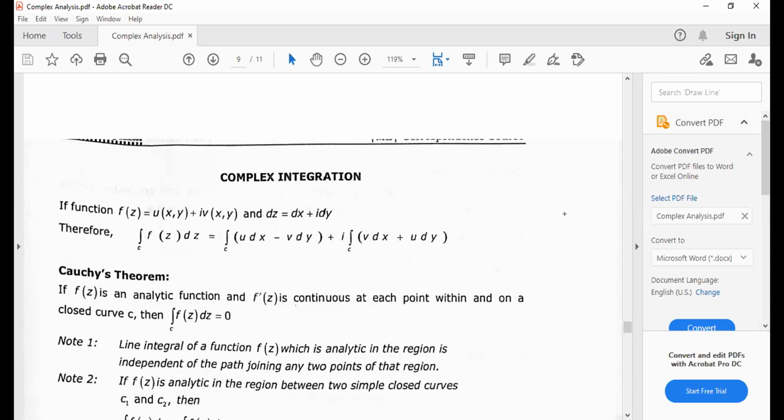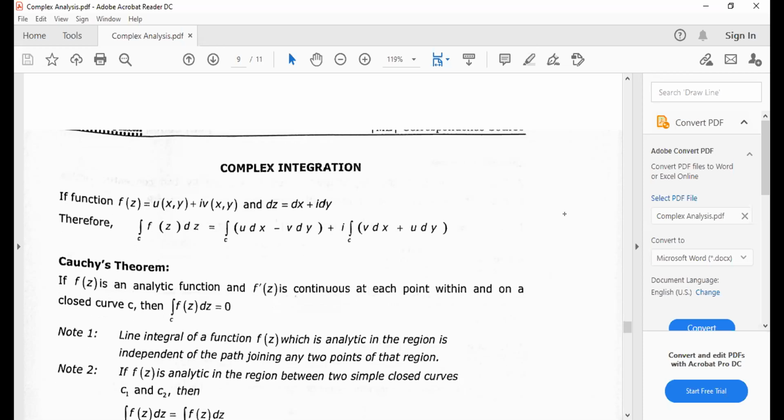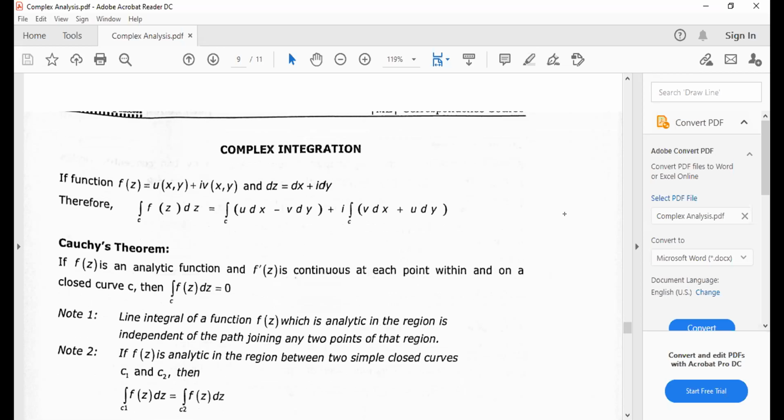One more thing: the main use of studying complex integration is that we can evaluate some difficult improper integrals. In case you are not able to find the solution of an improper integral, you can even solve that type of integral by using the complex integration method. The main theorems in complex integration are, first, Cauchy's theorem, second, Cauchy's integral formula, and third, a very important one, Cauchy's residue theorem.